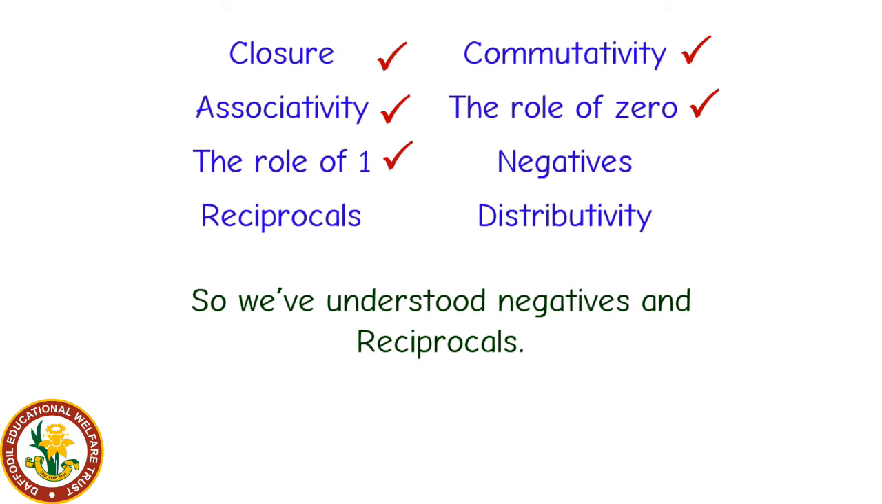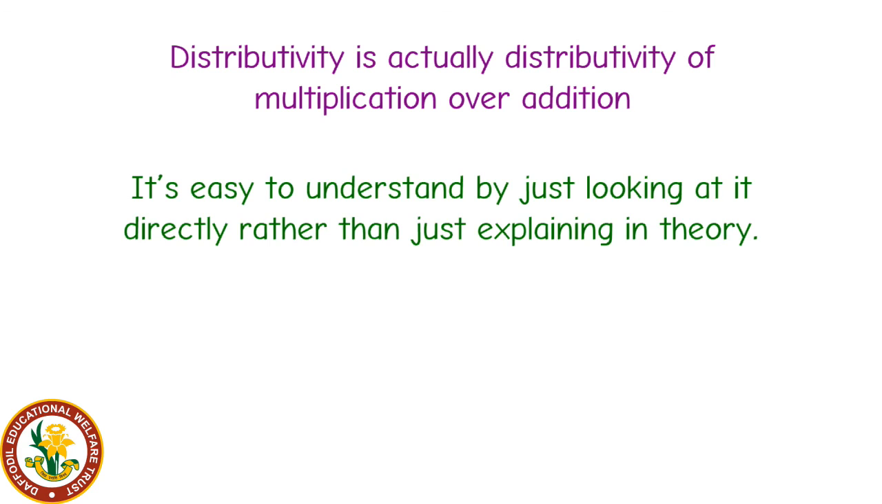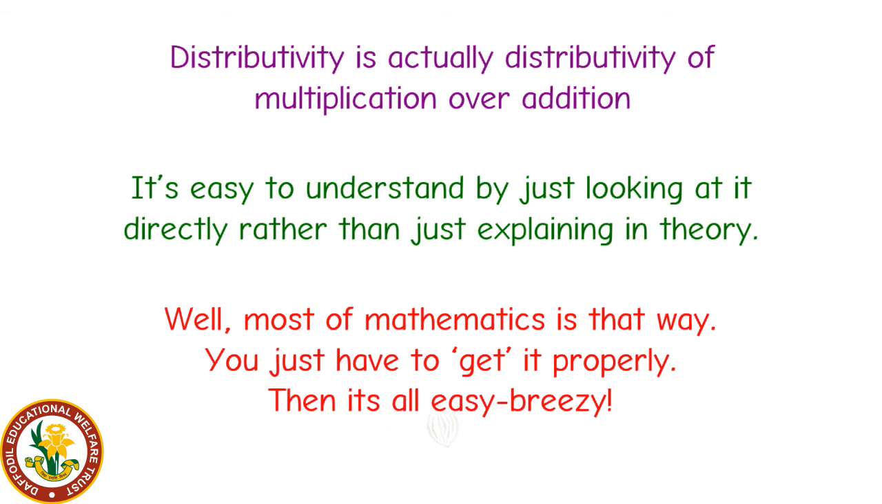So, we've understood negatives and reciprocals. Let's check out the last property, distributivity. Distributivity is actually distributivity of multiplication over addition. It's easy to understand by just looking at it directly rather than just explaining in theory. Well, most of mathematics is that way. You just have to get it properly. Then it's all easy breezy.